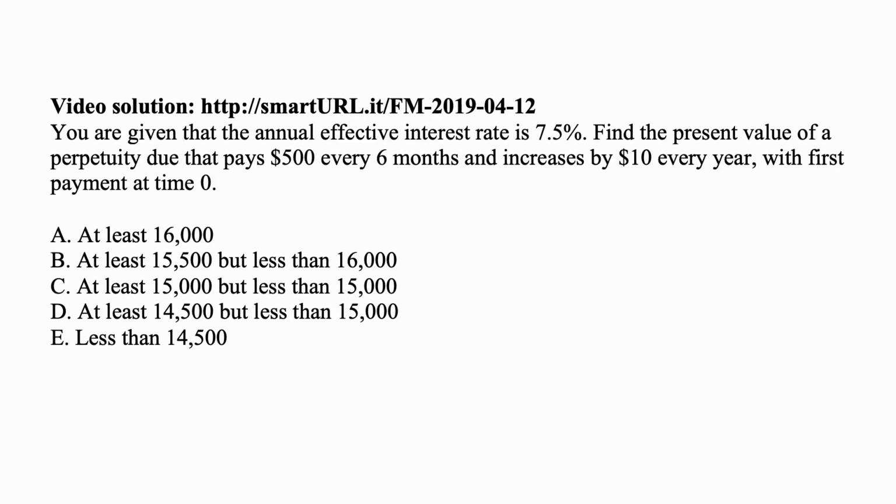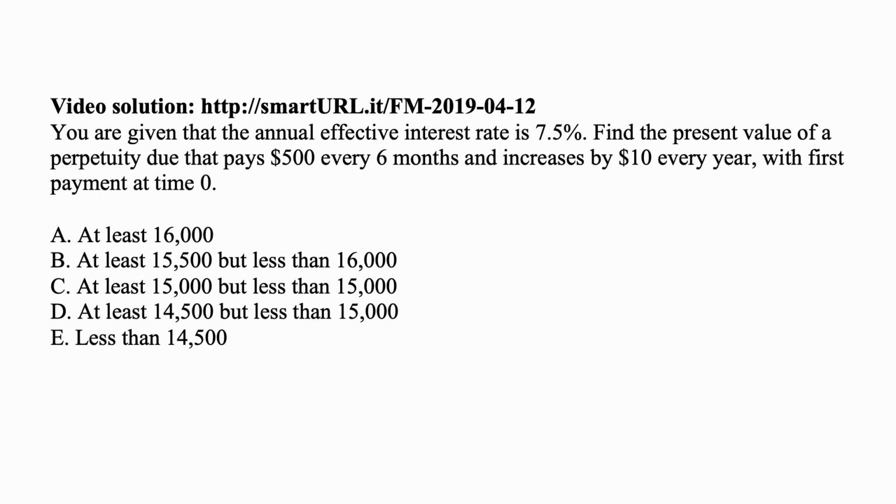Here's a problem for today for exam FM. You are given that the annual effective interest rate is 7.5%. Find the present value of a perpetuity due that pays $500 every 6 months and increases by $10 every year with first payment at time 0.